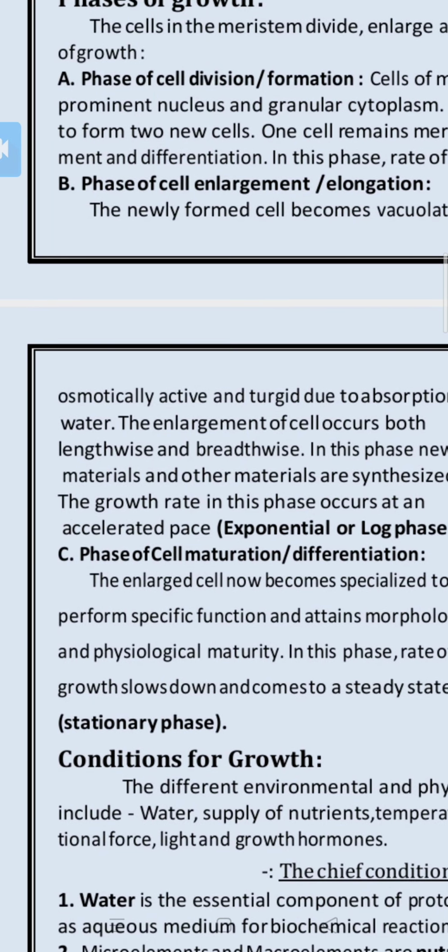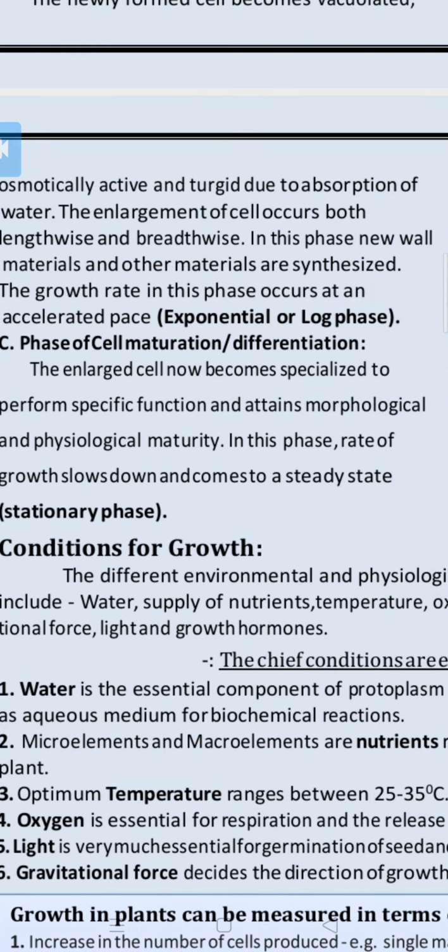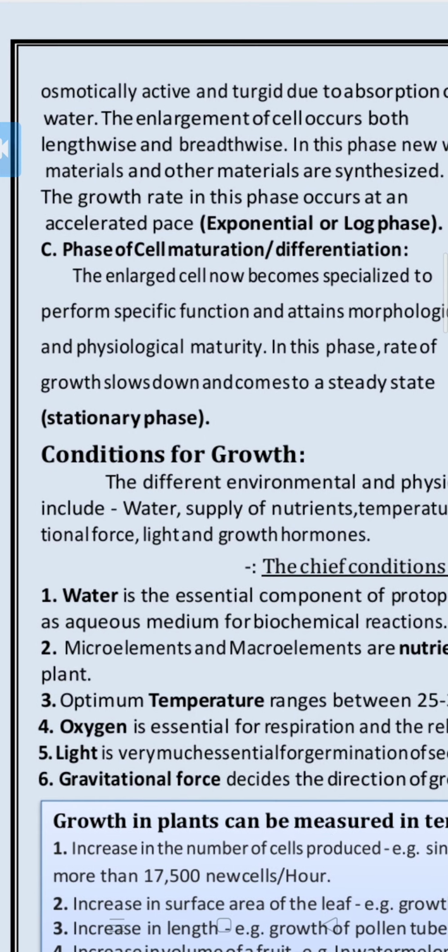The cell becomes vacuolated. It becomes osmotically active, that is, it can perform now the process of osmosis. And turgid. Turgid means it absorbs water. Due to absorption of water, the enlargement of cell occurs both lengthwise and breadthwise. Lengthwise means we say in Marathi lambi, and for breadth rundi. Length is always greater than breadth, or it may be also equal.